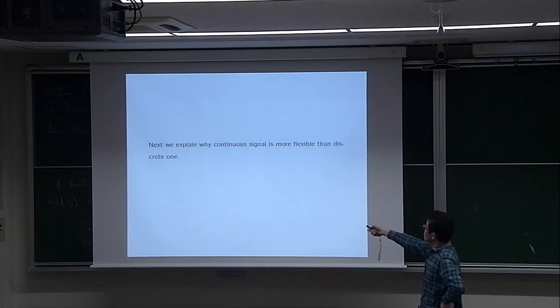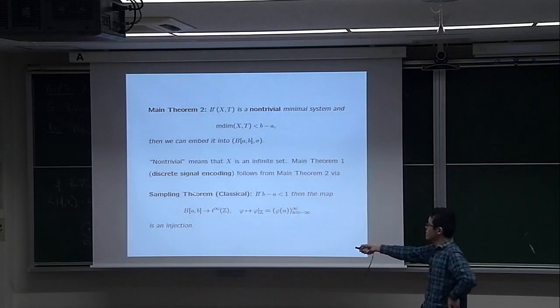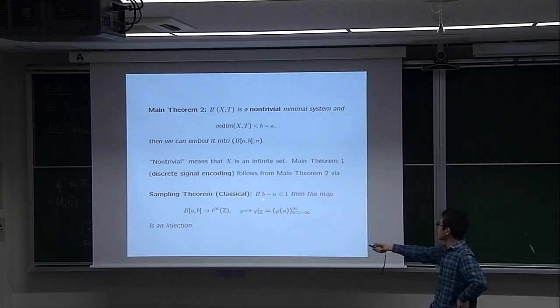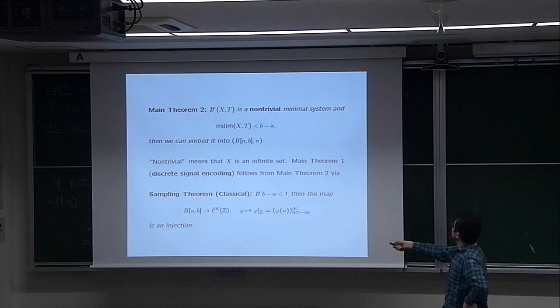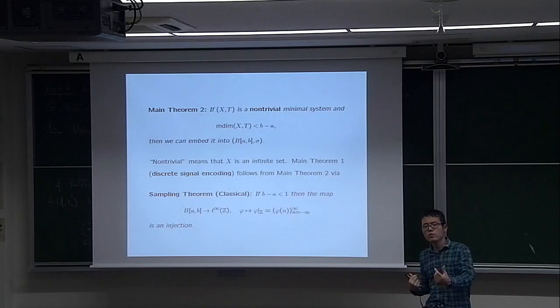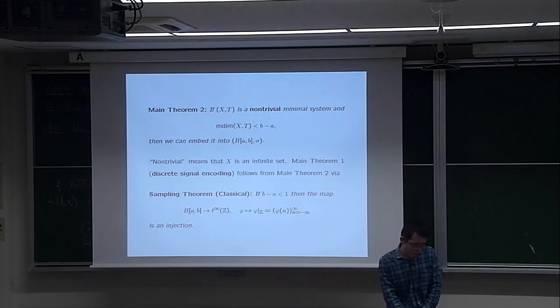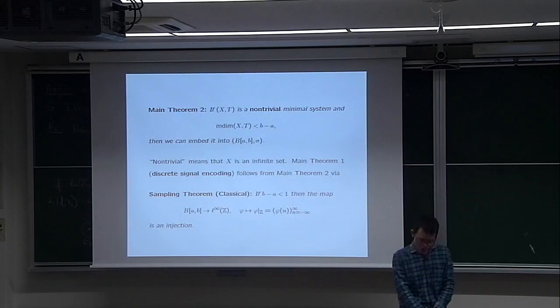So this main theorem 1 follows from main theorem 2 by the classical sampling theorem. If the bandwidth is smaller than 1, then this sampling map becomes an injection. So by using main theorem 2, we can encode dynamical systems into band-limited functions. And by using the sampling theorem, we can convert these band-limited functions into discrete signals. Then we get main theorem 1. This is the approach.